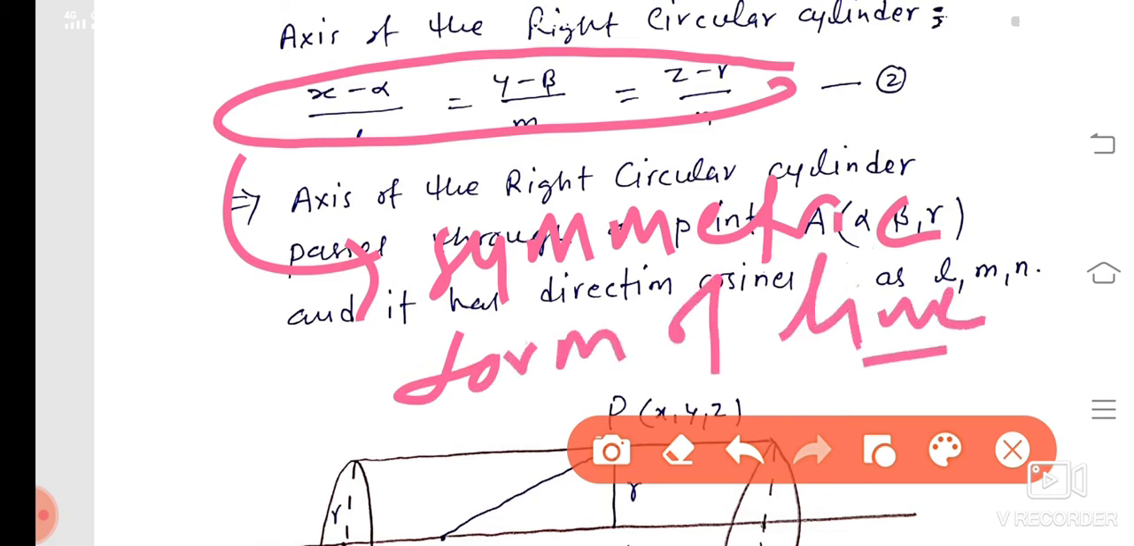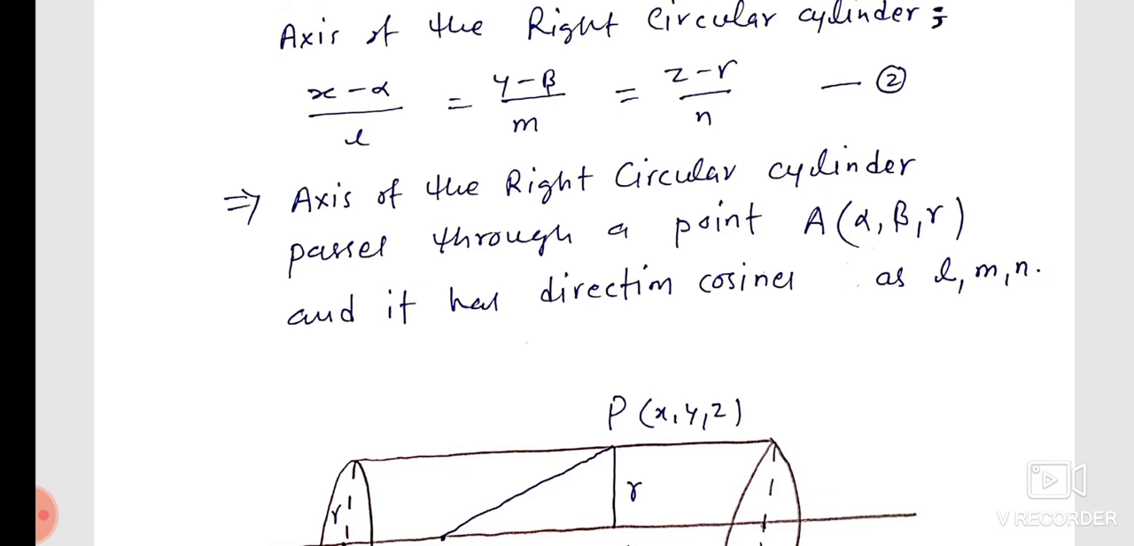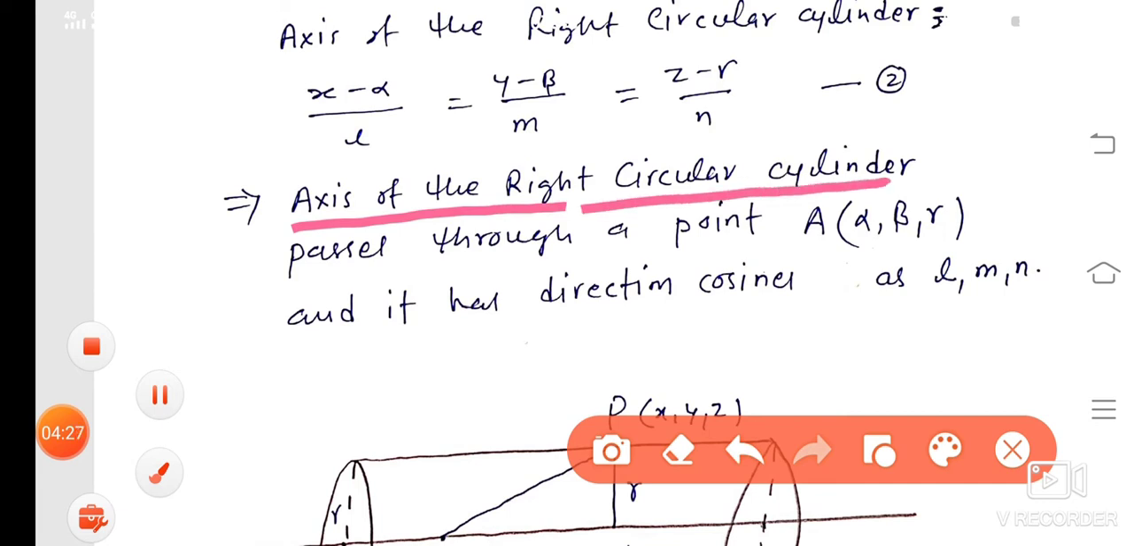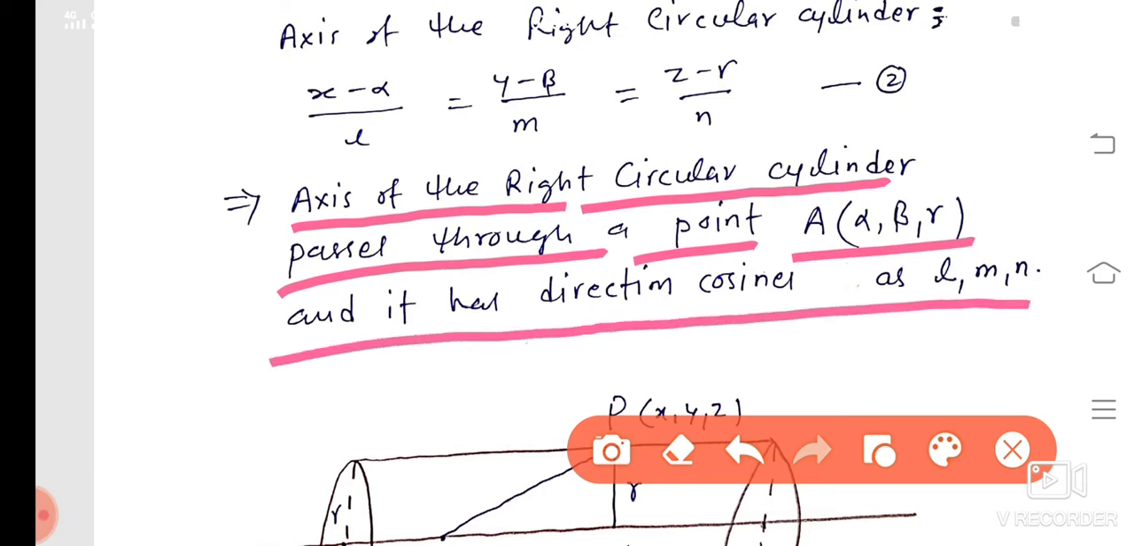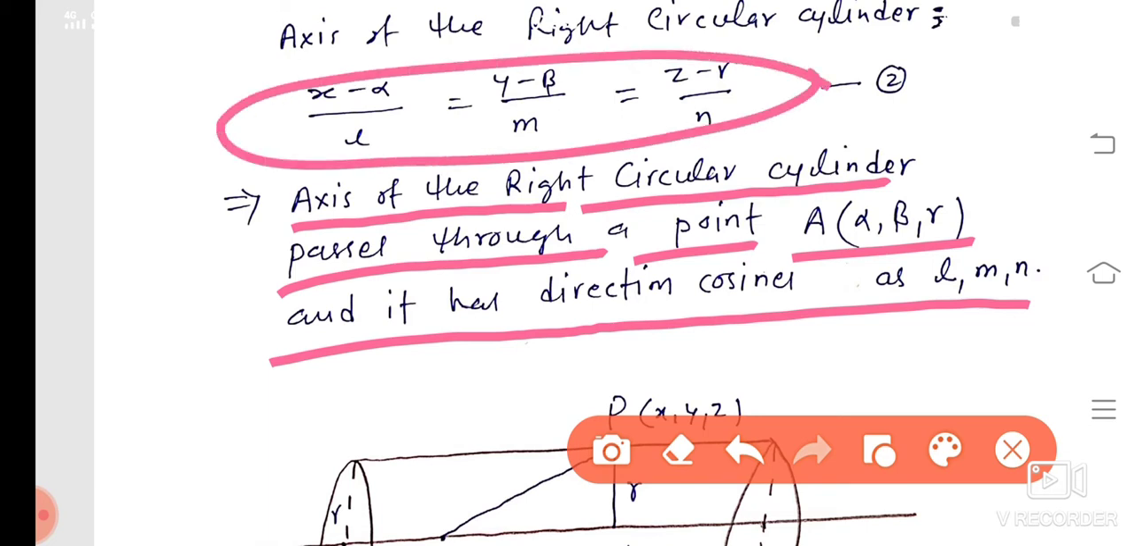And what is the importance of this way of writing the equation of the line? It gives two pieces of information: which point the line is passing through and what the direction cosines of that line are. So equation number 2 implies the axis of the right circular cylinder passes through a point A(alpha, beta, gamma), and it has direction cosines l, m, n. So right now the axis of the cylinder is passing through a point whose coordinates are alpha, beta, gamma, and the direction cosines of this line are l, m, n.